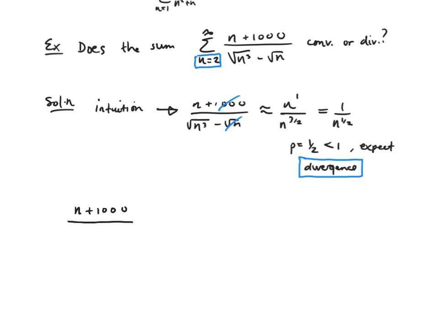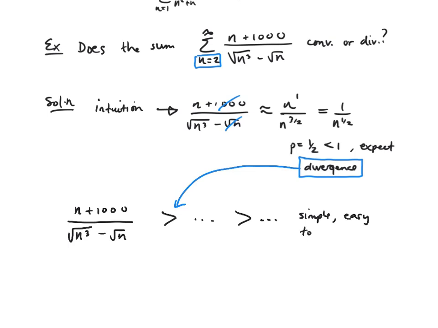So n plus 1,000 for this thing. And now divergence is saying, okay, the next symbol you need is a greater than, because I want the expression to be larger than some other thing that also diverges. That's my goal. So that's going to dictate this symbol here, and then maybe I'll do a chain of these inequalities down the road, but eventually I'll get to something simple and easy to show that it diverges, whatever this Bn is equal to. Okay, so that's our goal.